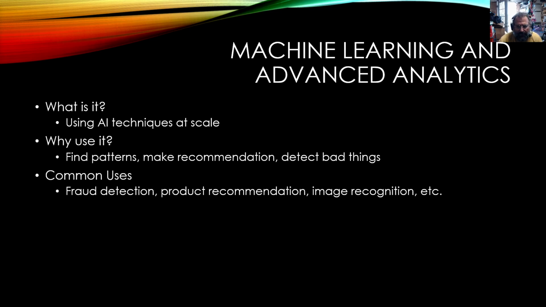So, machine learning and advanced analytics. So, what is it? The basic idea is being able to use AI techniques at scale across large quantities of data. So that's one of the challenges we've had historically, is being able to apply some of these techniques across all of our data rather than applying it simply to a sample. Why do you use it? Well, sometimes you use it to find patterns, to make recommendations, look for bad things such as anomalies, and so on. Common uses include things like fraud detection, product recommendation, image recognition, and so on.